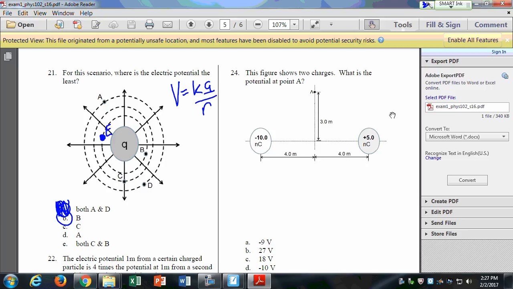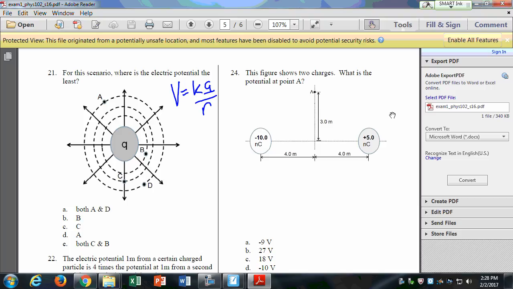Is it looking for the least? Yes. Okay. But B is the most. Shoot, I'm sorry. B is the most. Yes, because R is small. A and D are the least because they're on an equal potential line. Does that answer your question?